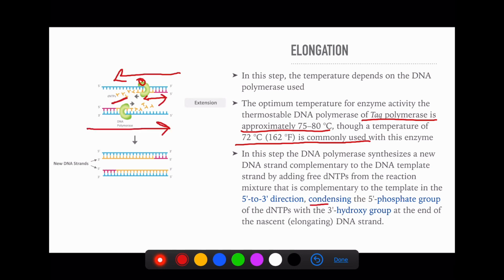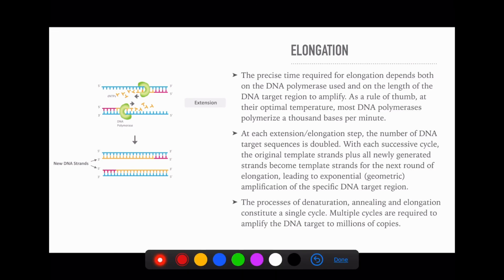Taq polymerase condenses the 5' phosphate group of dNTPs to the 3' hydroxyl group at the end of the nascent elongating DNA strand. It is a thumb rule that DNA polymerase can synthesize 1000 bases per minute. Thus, the time required for elongation step depends on the DNA polymerase and length of the DNA target region that is to be amplified. At each elongation step, the number of DNA target sequences is doubled. With each successive cycle, the original template strands plus all newly generated strands become template strands for the next round of elongation, leading to an exponential amplification of specific DNA target region.